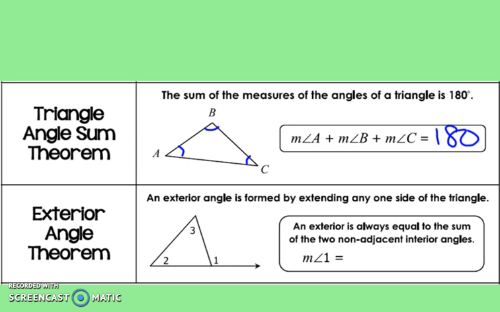Now, the exterior angle theorem. An exterior angle, first of all, exterior is outside, is formed by extending any one side of the triangle. So if I look at this picture, I extended the base of my triangle out. So that makes 1 my exterior angle. Now, if I add the two opposite interior angles together, so in this case I would add angle 2 and angle 3, I will get angle 1 on the outside. We could also use angle 2 and 3 to find the missing angle and then find 1. Either way works. This is just a little bit of a shortcut.